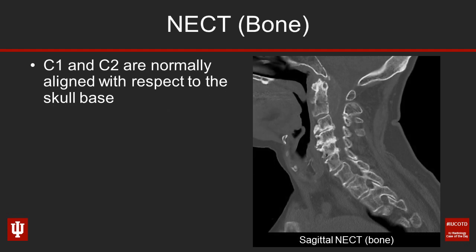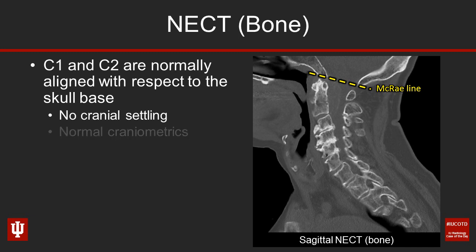Okay, so let's take a look at all the images. First up, we have our sagittal non-contrast CT, again in bone algorithm reconstruction. And what you can see here is that C1 and C2 are normally aligned with respect to the skull base. So if we take our basion opisthion or our McRae line, you can see that the dens stays below it, so we don't have any cranial settling. So in this case, we have normal craniometrics.